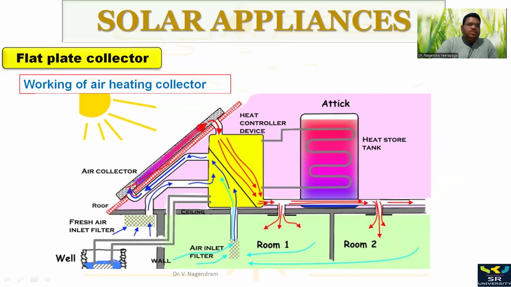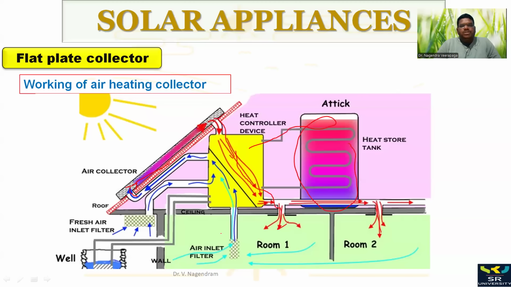As it moves from the bottom to the top, it gets heated, and the heated air can either be sent directly to the rooms to heat them, or sent to a device to heat water also. We can circulate this hot air, heat the water, and distribute it into different rooms for showering and whatever other uses.